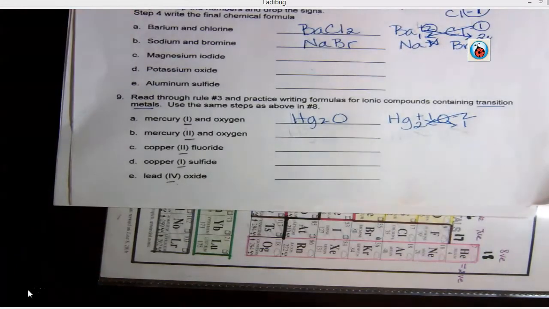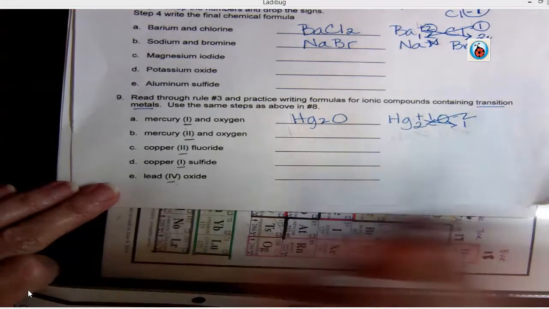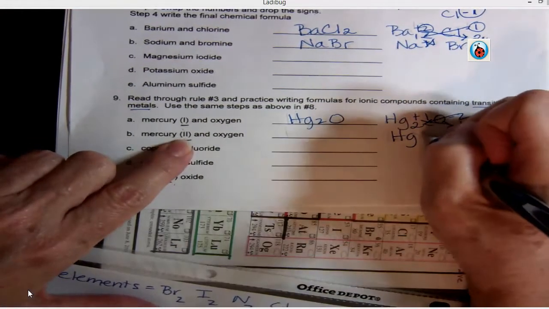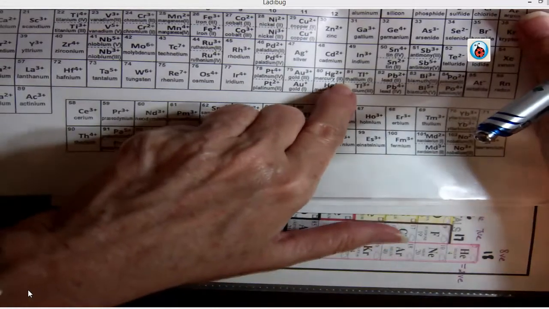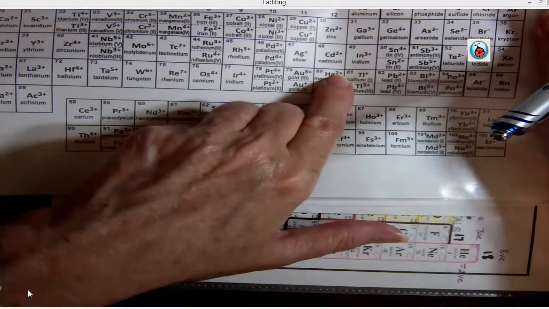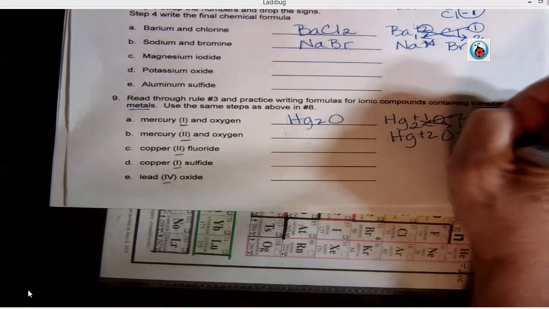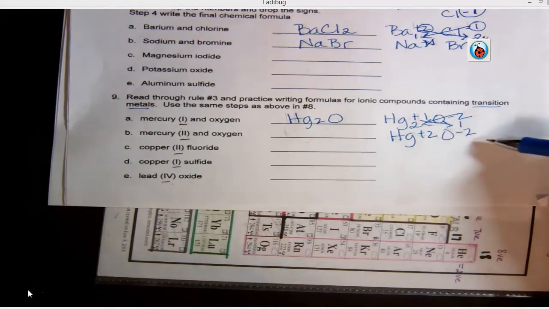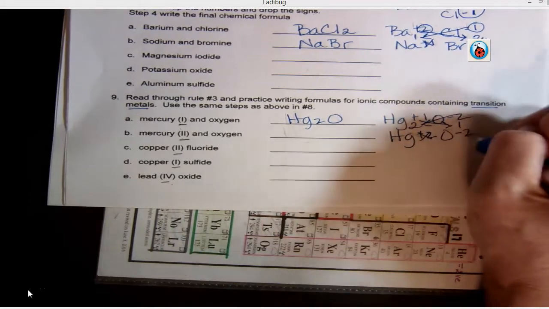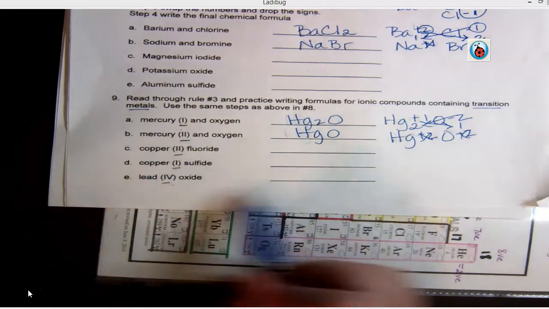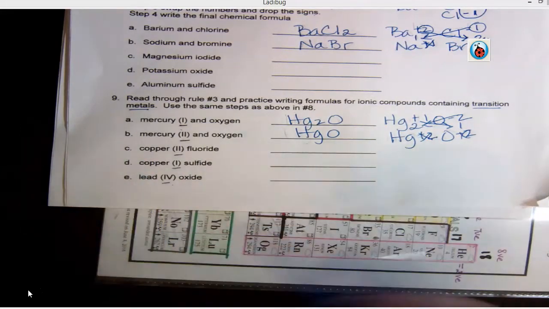All right. Let's do another one. What if I have mercury 2? So this time it's telling me which mercury am I using, the +2. How do I know? Well, if I look on here, that Roman numeral 2 tells me to use the +2. Okay? And then oxygen we know is always -2. What happens if you have a +2 and a -2? They cancel each other out. So I get HgO.